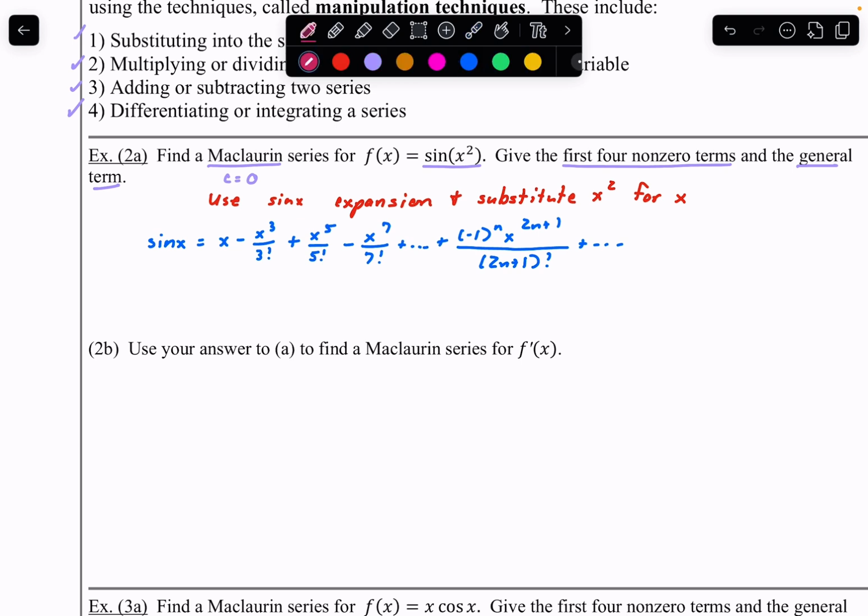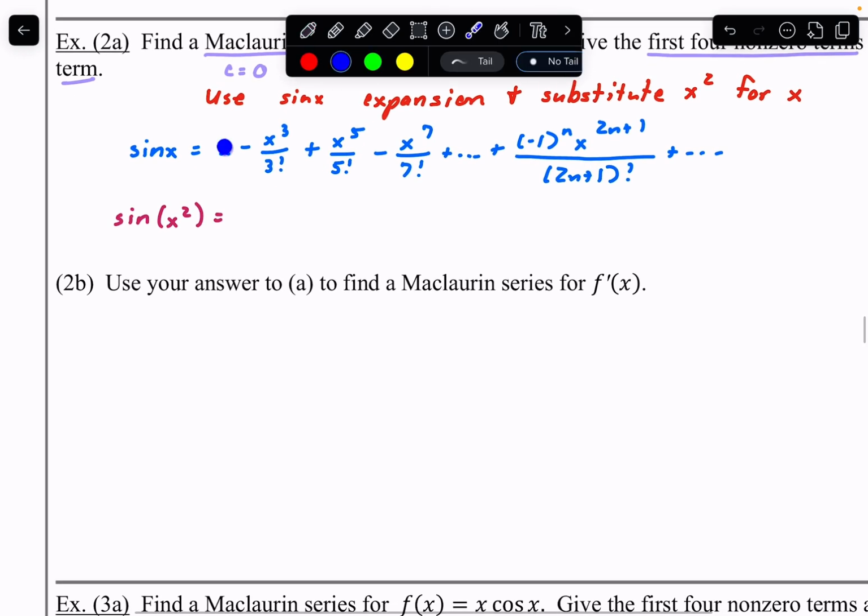So now, sine of x squared, I'm going to take an x squared and plug it in, right? So if I plug that in, I just get x squared. Now I'm going to plug in an x squared here, so it's x squared cubed. Well, that becomes x to the 6th, but the factorial doesn't change, so it's still over 3 factorial. And then x squared to the 5th means it's plus x to the 10th, still over 5 factorial. And now x to the 14th over 7 factorial.